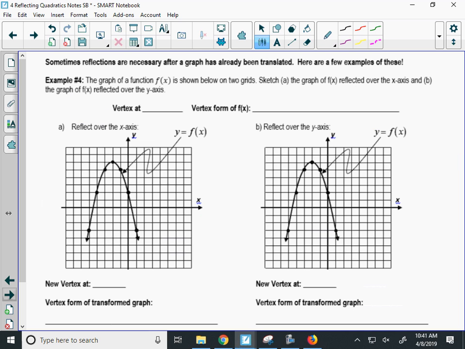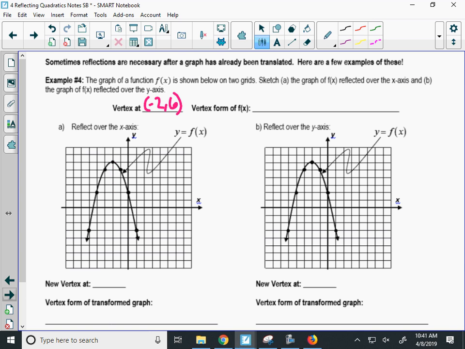All right, last one here. We are given a parabola. It's the same on either grid. It says the graph of this function is shown. Right? First thing we want to do is look at this graph and find the vertex. Here's the vertex. It looks like it's at -2, 6. And we're going to write the vertex form of this parabola because we're going to work with it here.